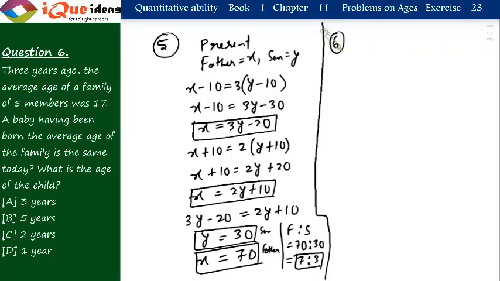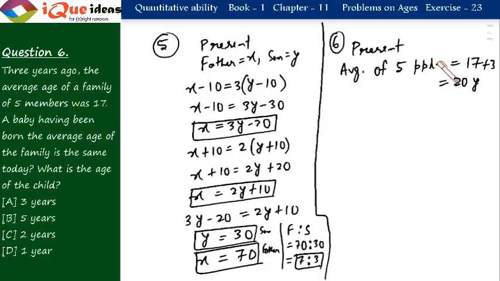So the present average would be 17 plus 3. See, in 3 years, everybody's age will increase by 3 years, so the average will simply increase by 3 years. So at present, the average age of 5 people is equal to 17 years plus 3, that is 20 years. So the average age of 5 people at present is 20 years.